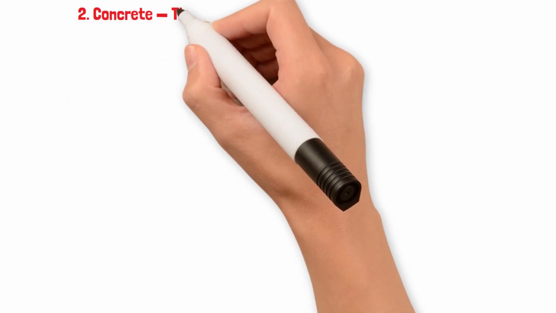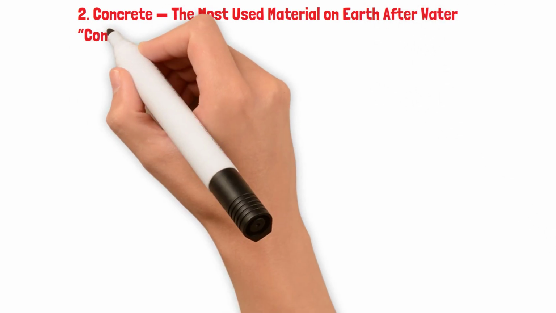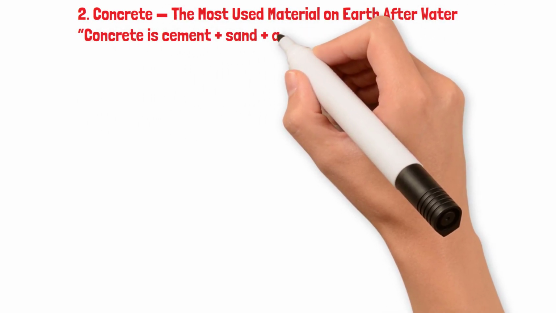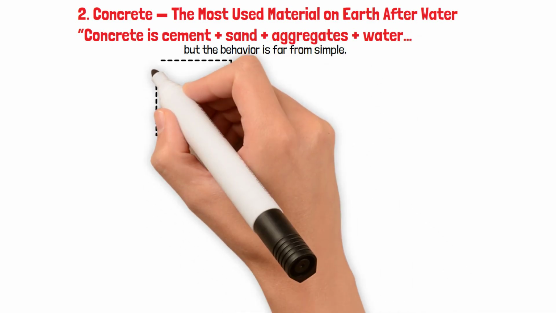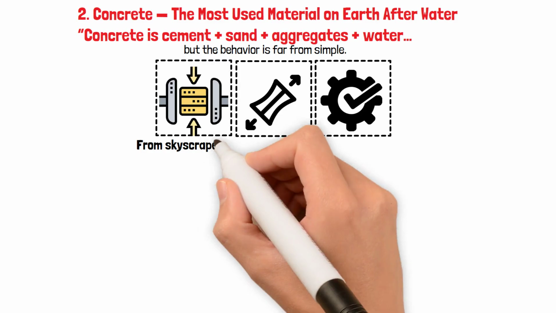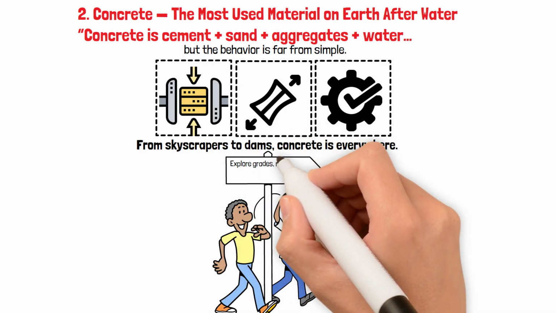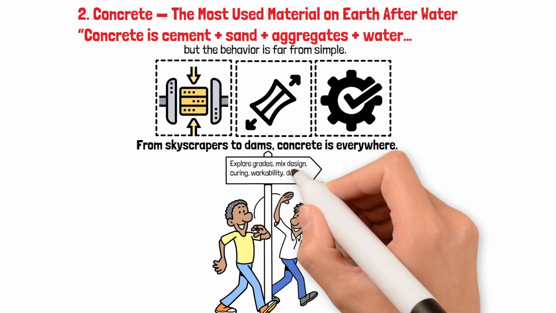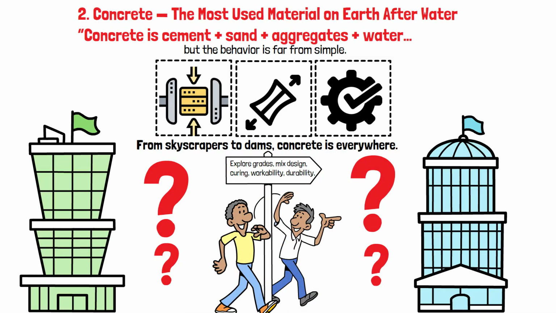2. Concrete, the most used material on Earth after water. Concrete is cement plus sand, aggregates, water, but the behavior is far from simple. It's strong in compression, weak in tension, and endlessly customizable. From skyscrapers to dams, concrete is everywhere. We'll later explore grades, mix design, curing, workability, durability, and why modern infrastructure relies on reinforced and pre-stressed concrete.